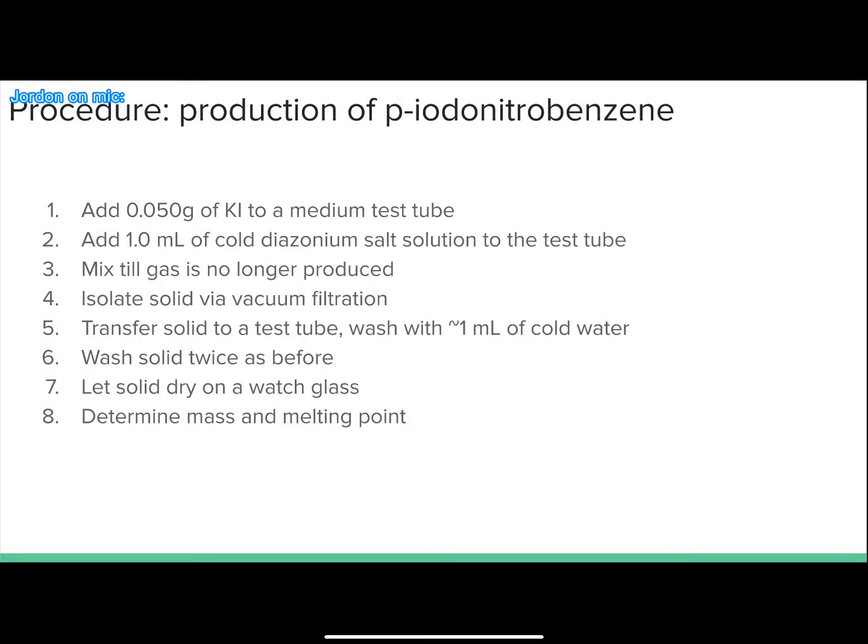Production of p-iodonitrobenzene. One, add 0.05 grams of potassium iodide to a medium test tube.